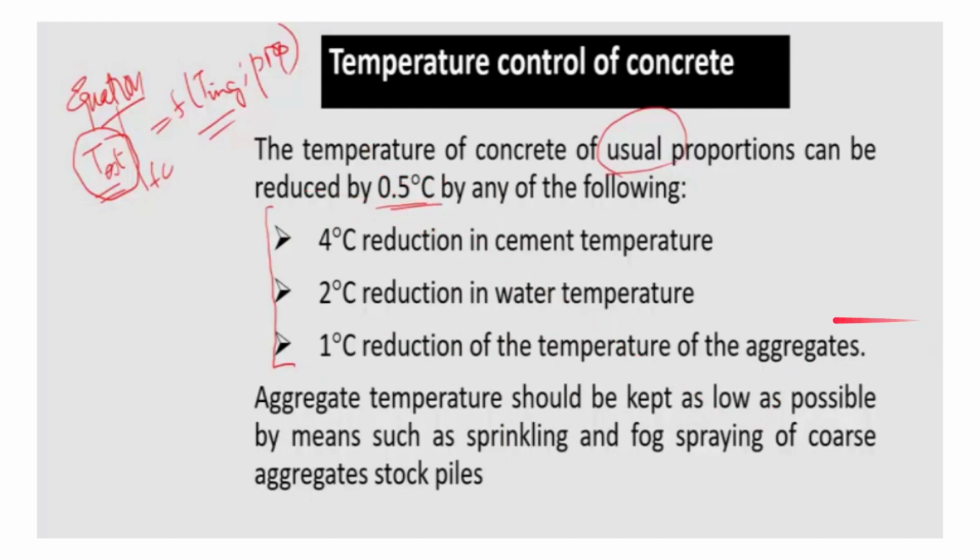Most important is the aggregate, because even a reduction of 1 degree can reduce the concrete temperature by 0.5, and that is because it occupies the maximum volume, as well as mass, around 50% of the total concrete.